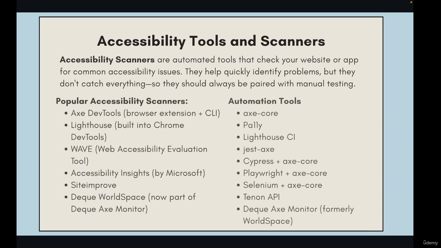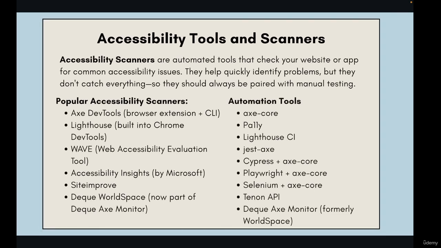Here are the tools and scanners that are mostly used in accessibility. The scanners are automated tools that check your website or app for common accessibility issues. They help quickly identify problems, but they don't catch everything, so they should always be paired with manual testing. Now I'll tell you, I've been doing accessibility testing for over 6 years, and it always goes with manual testing. You cannot just use these scanners and not do manual testing, because you will miss tons of defects.